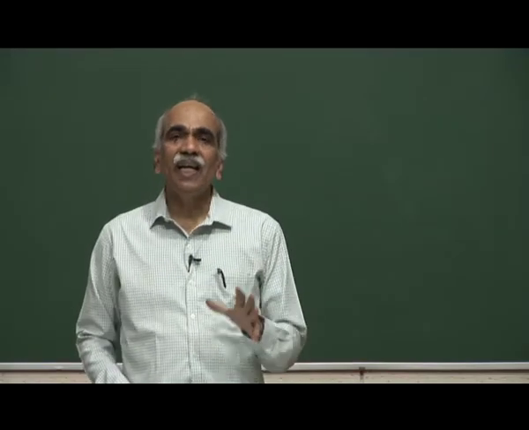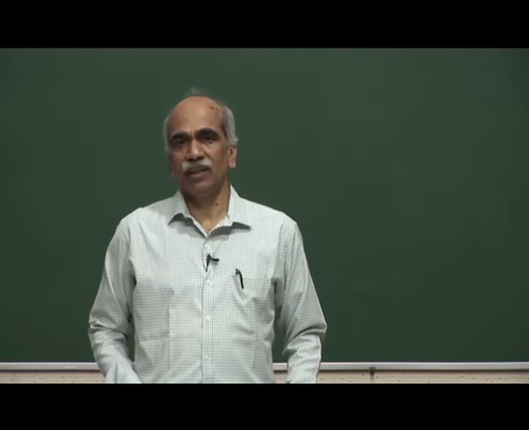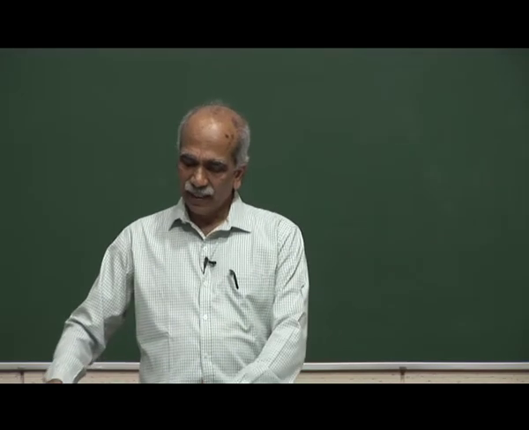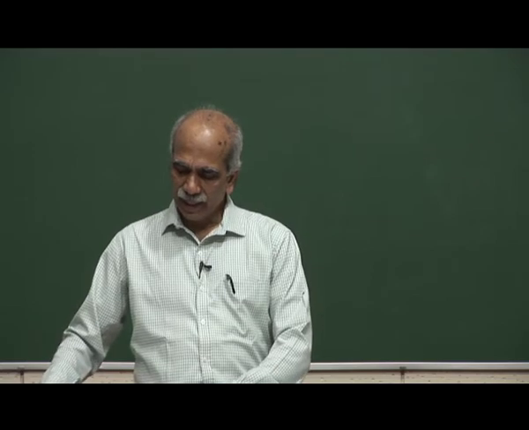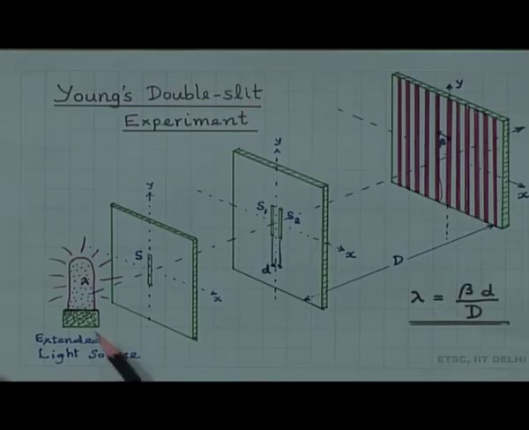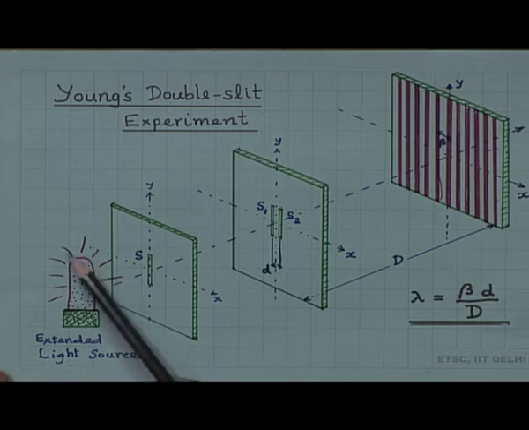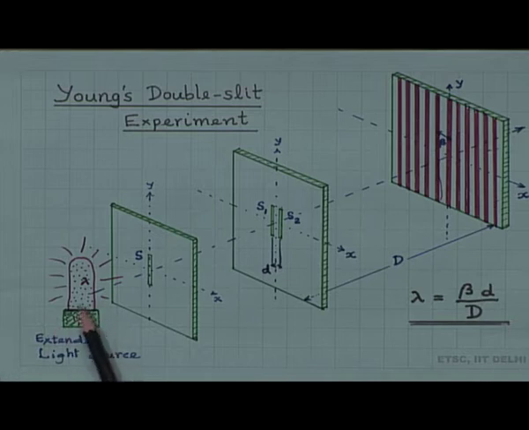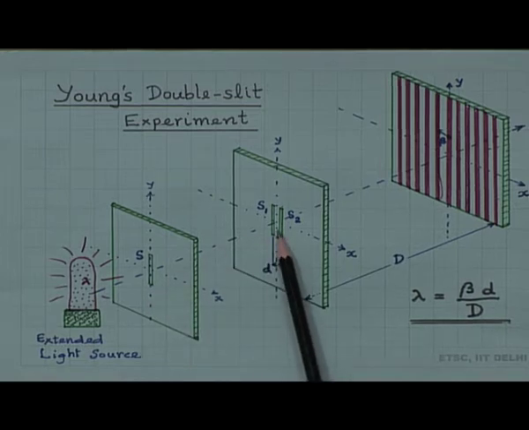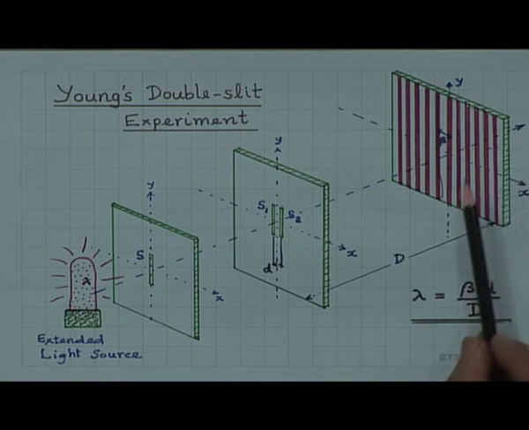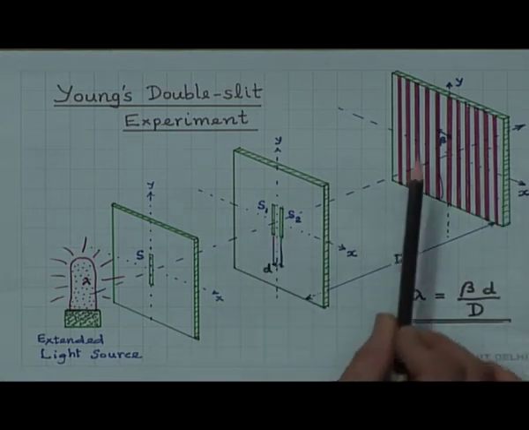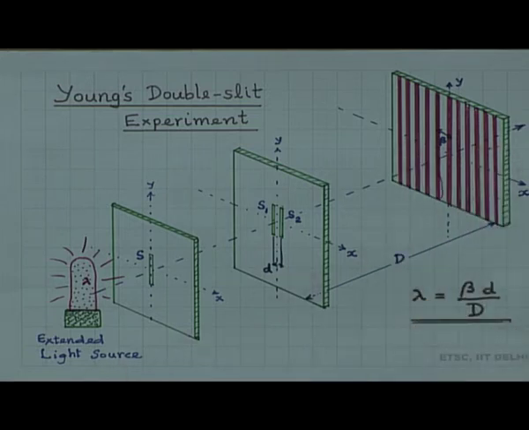Thus, the final arrangement for the Young's double slit experiment looks like this. We have an extended source, usually a sodium lamp, an extended monochromatic source, followed by a narrow slit, which is followed by two slits, and then we have the interference fringes formed on the screen. If the slits are like this, we see the interference fringes parallel to them.